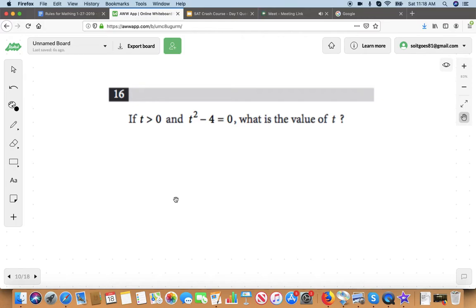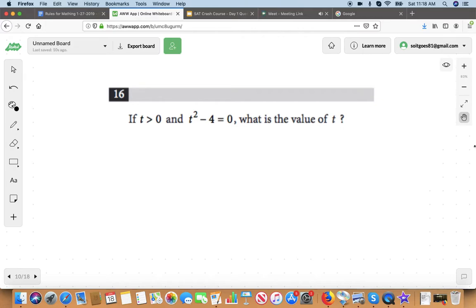Okay, I'm going to stop you real quick. First of all, notice it's not an equivalent expression question, so we can't come up with any value for t. We have to work within the limits of the question. t has to be greater than 0 because they say it does. Does that make sense? Yes. The only exception to that is the equivalent expression questions. So t has to be greater than 0, and t squared minus 4 equals 0. What is the value of t?